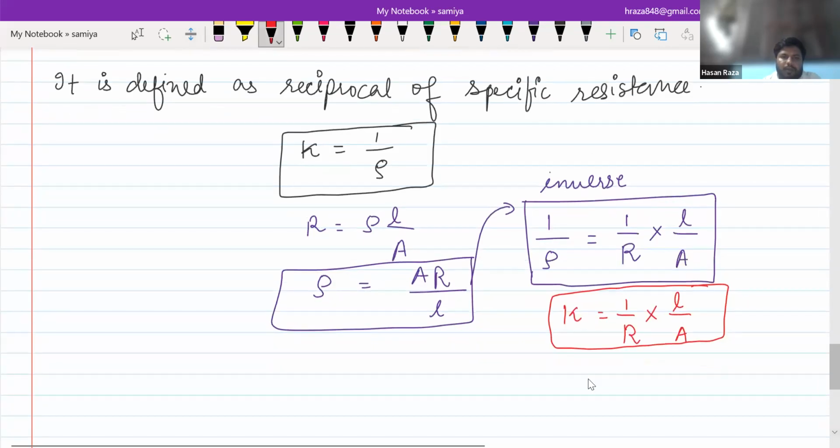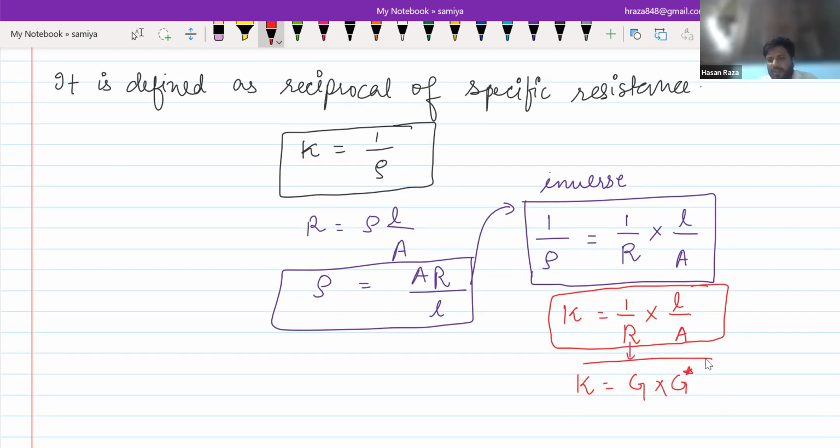Now, you also know that 1 by R is basically conductance. What is conductance? Reciprocal of resistance. And this L by A is G star, and G star is basically the cell constant. I will define it soon.